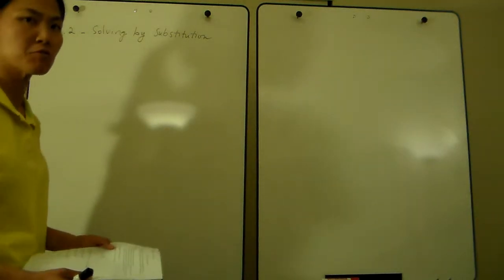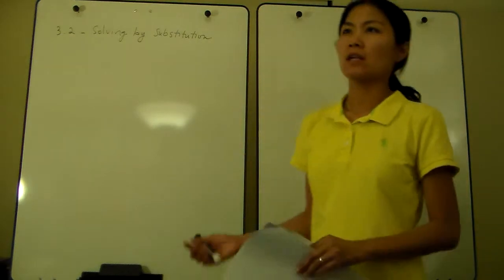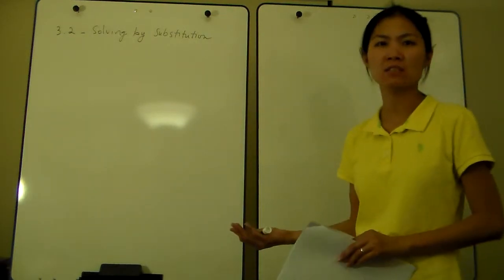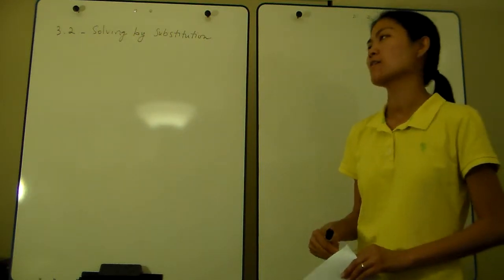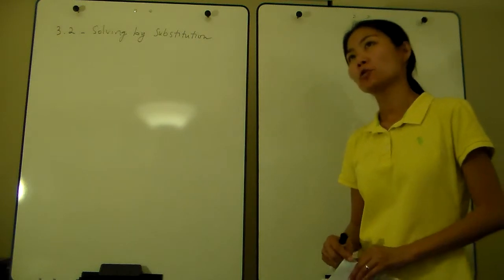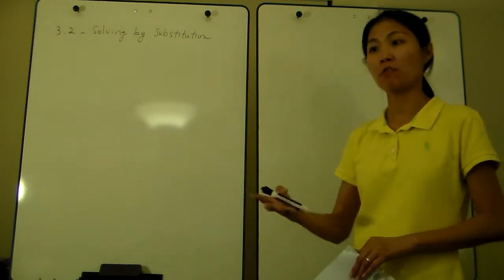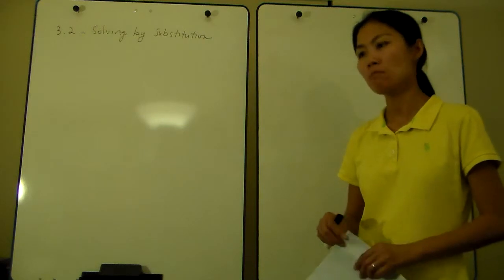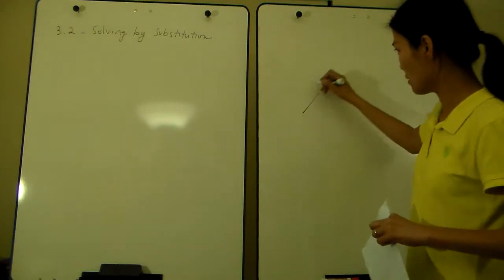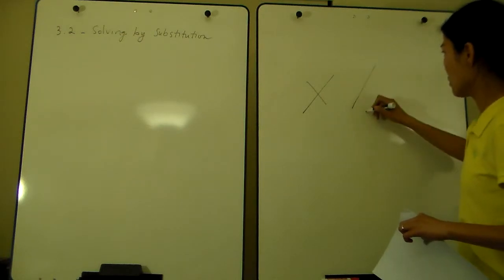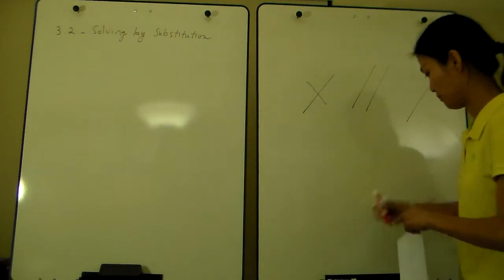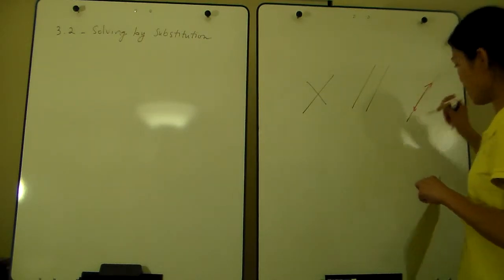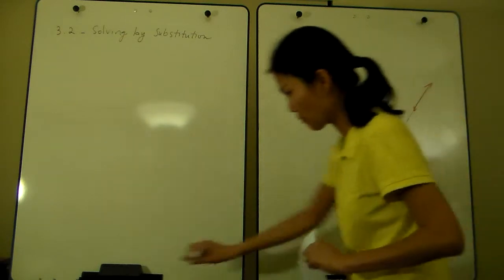Alright, let's start section 3.2, solving by substitution. In the last section, you were given a system of two equations and asked to solve graphically. That means to find a solution of the system, you have to graph two lines. And remember, there are three cases: either both lines intersect, or both lines are parallel, or they overlap each other. Same lines, they represent the same line.